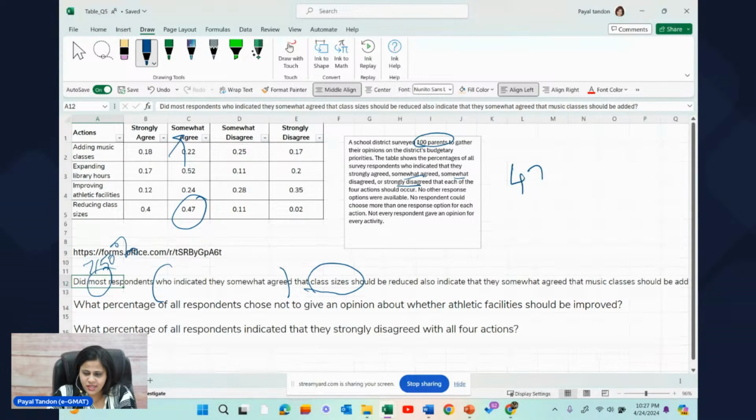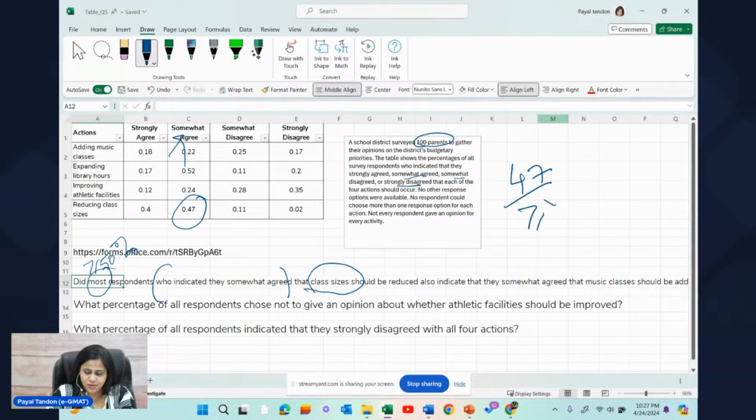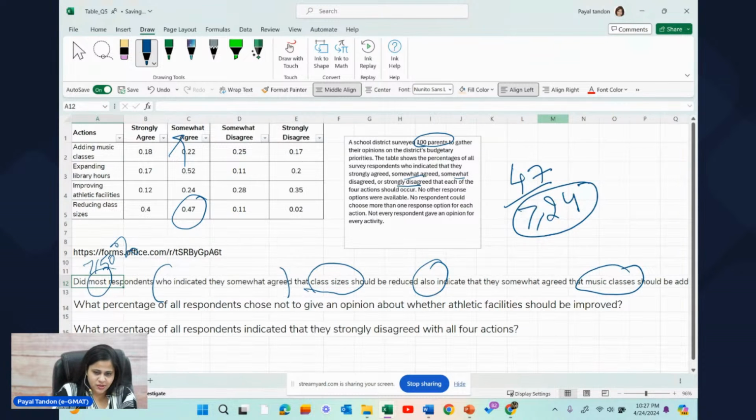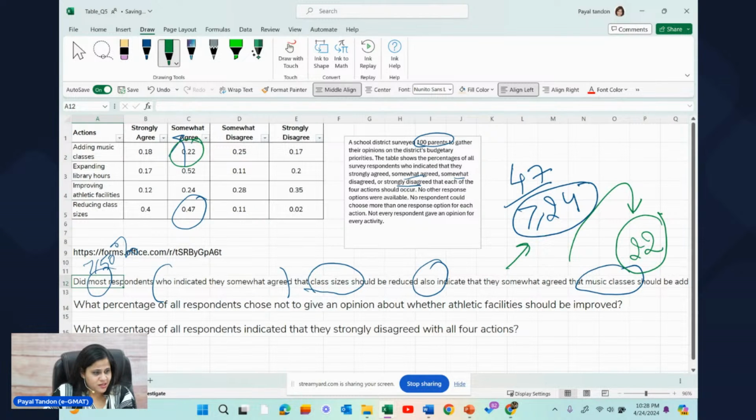So we are talking about these 47 people. Did most of them, which means more than half of them, which means 23.5. Again, 23.5 is not really a number. So did 24 or more people also indicate that they somewhat agreed that music classes should be added? Music classes should be added. These are 22 people. So now what this question is saying is, did at least 24 people also say that music classes should be added?